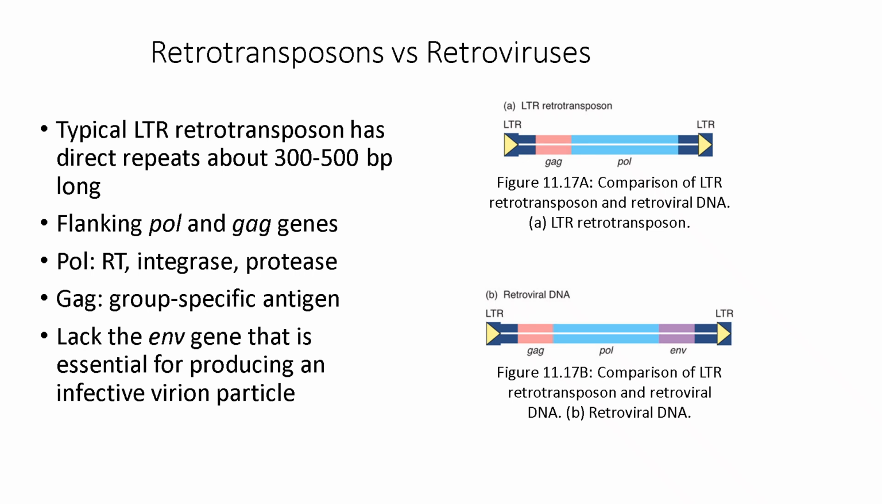Retrotransposons can resemble retroviruses. A typical LTR retrotransposon has long terminal repeats flanking genes such as Pol and GAG. The Pol gene encodes reverse transcriptase, integrase, and protease, while GAG encodes structural proteins. Unlike retroviruses, retrotransposons lack the ENV gene, meaning they cannot form infectious particles.